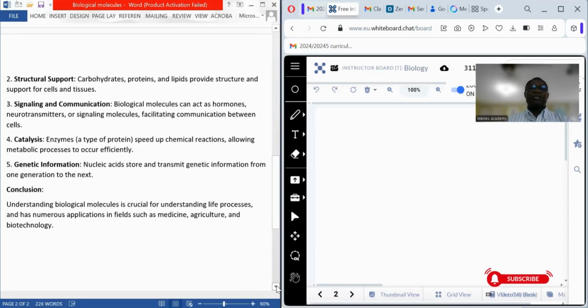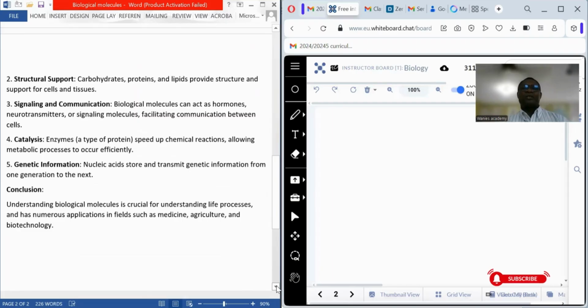It also provides the body with structure. Carbohydrates, proteins, and lipids provide the body with structure. They provide the structure through which all the body of organisms are built. And they also provide the body with support. They support cells and tissues of the body.